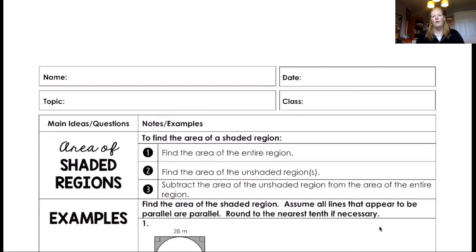So last time we looked at composite figures, which were 2 figures that were put together to make a weird different shape. Today we're going to look at shaded regions, which means we took a shape that we know. It'll always be a shape that we know. And then we're going to cut something out of it.